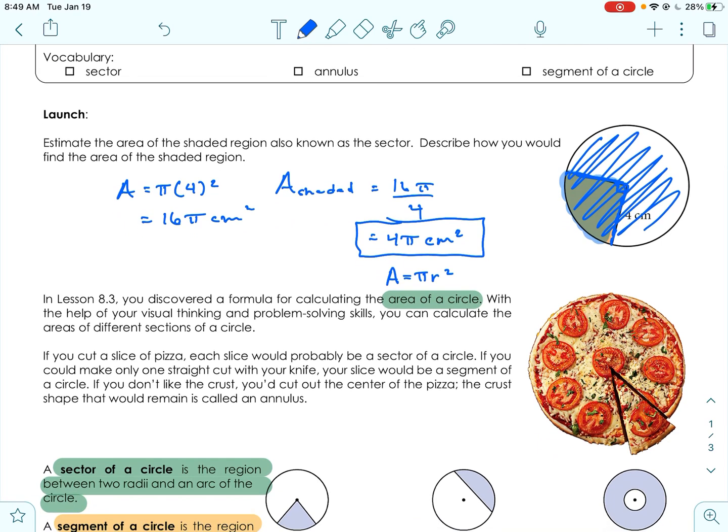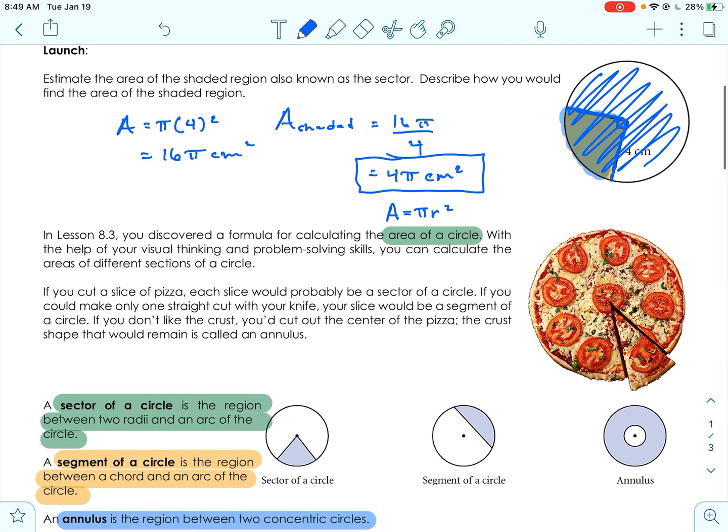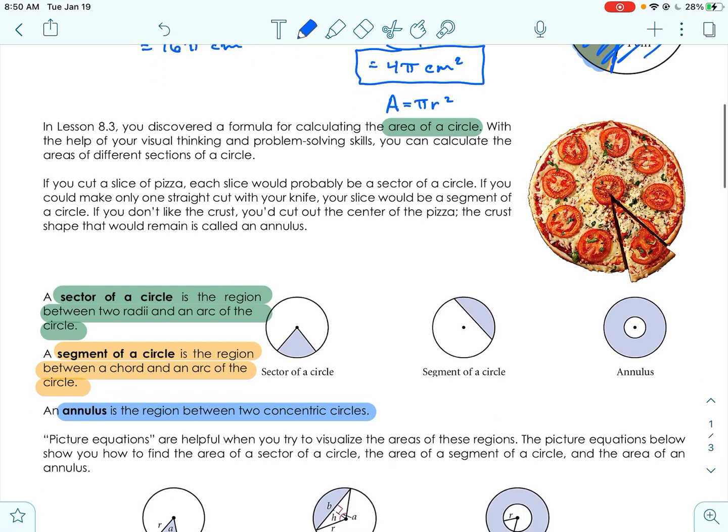So again, previously we've talked about how to find the area of a circle using pi r squared. What we're going to look at here is how to find the area of 3 different pieces of a circle. So the 3 pieces that we have are called a sector, a segment, and an annulus. So a sector, think of it just as a piece of pizza where you cut a slice off, okay? It is the region between 2 radii and an arc of the circle. So again, this shaded region would be considered a sector.